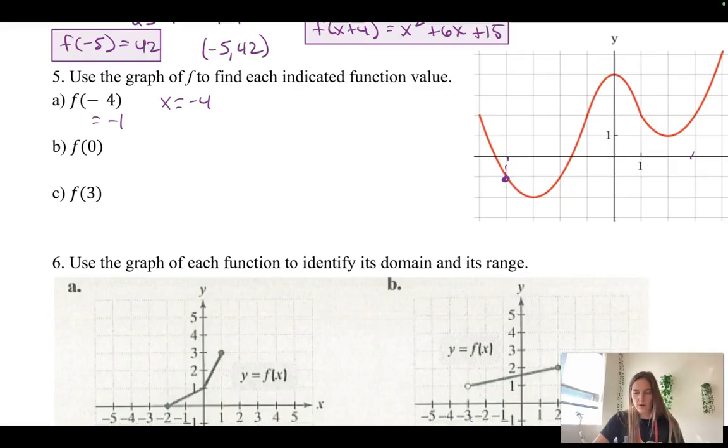F of 0, we go to where x equals 0 on the graph, y equals 4, so f of 0 equals 4. And for f of 3, we go over to 3, y equals 2 when x is 3, so f of 3 equals 2.